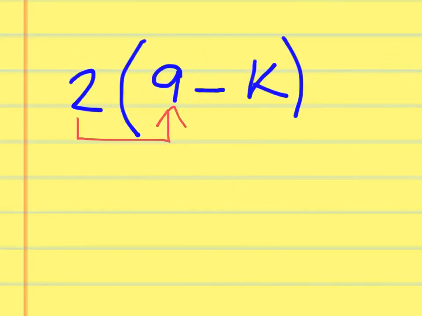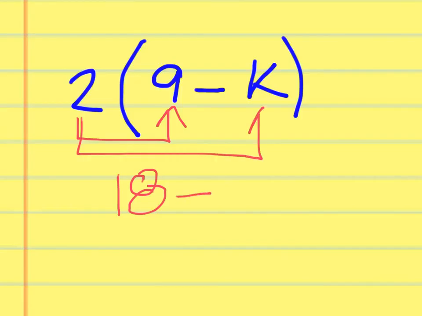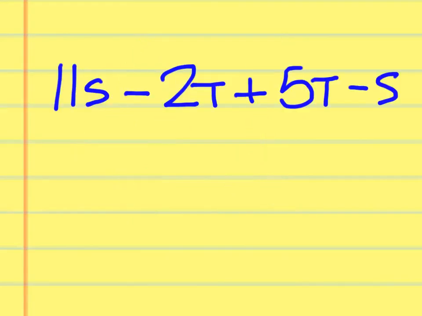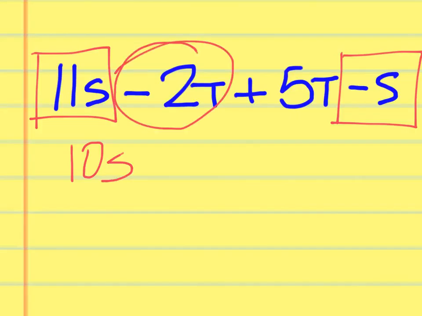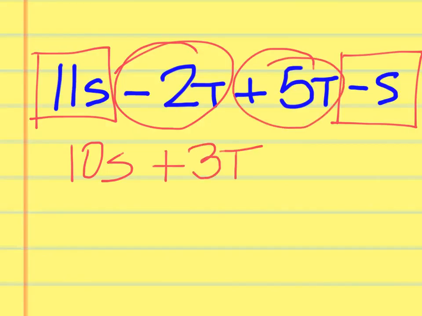Multiply 2 by 9 to get 18. Keep your minus sign and multiply 2 by k. 18 minus 2k. You have 11s and minus s. 11s minus s is 10s. Now you have a negative 2t plus 5t. That's a positive 3t. 10s plus 3t.